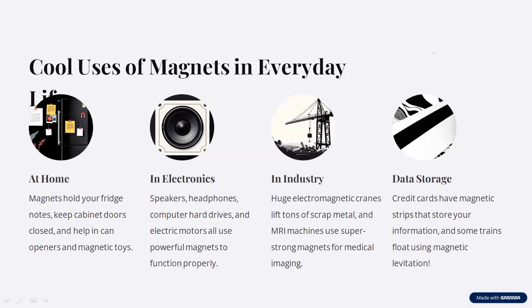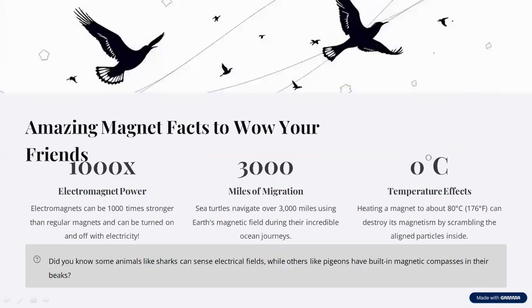Cool uses of magnets we have already seen. Amazing magnetic effects. Electromagnetic power: electromagnets can be 100 times stronger than regular magnets and can be turned on and off by electricity.